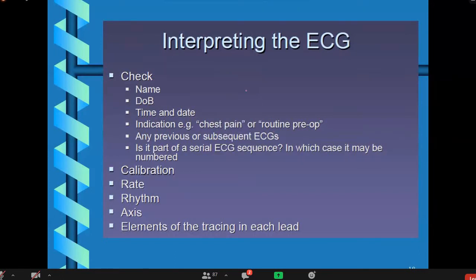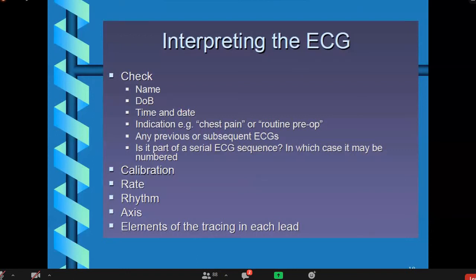Interpreting the ECG. Everybody should know the name, which should be written on the ECG. Date of birth is not that important, but you can see the age, or you can write down the age. Then time and date is very important, when that particular ECG has been done, whether in 2021 or 2015. If you don't find a time and date, you cannot say which time it is. And if you write a time and date, you are serving that patient. It's a blessing, because the ECG can tell you a lot of things about what is happening inside the conduction system of the heart.